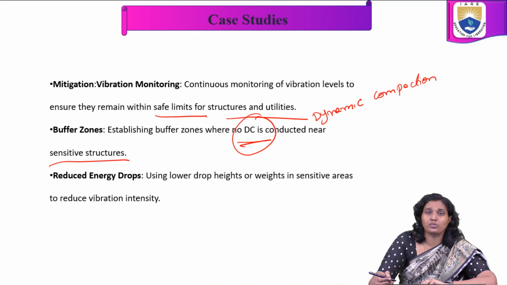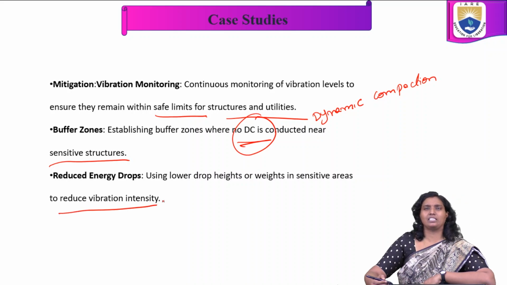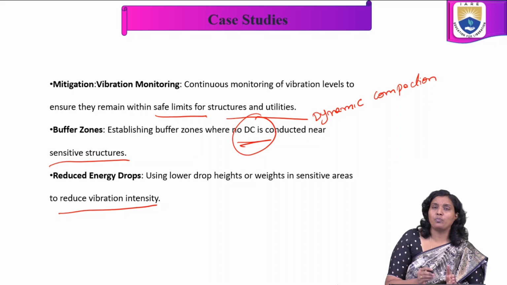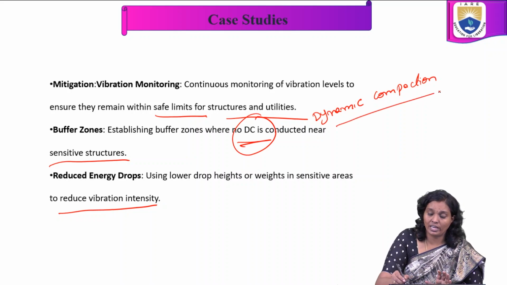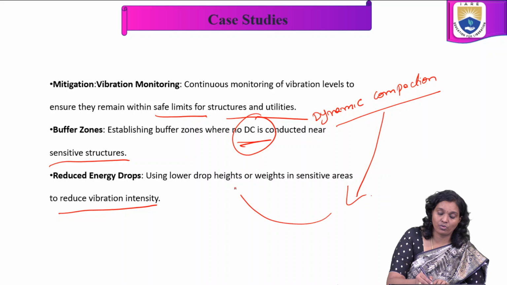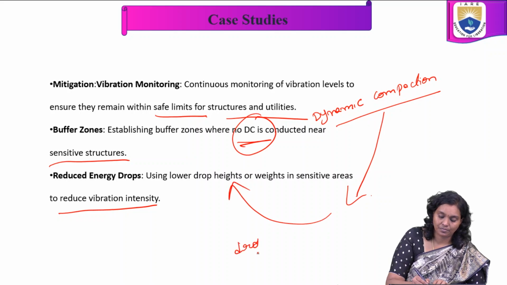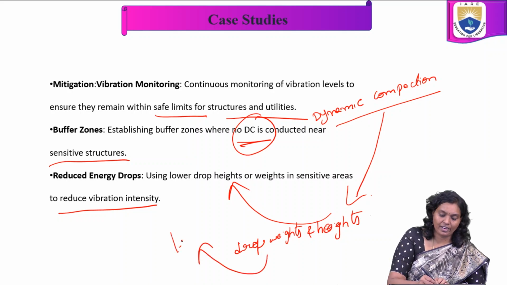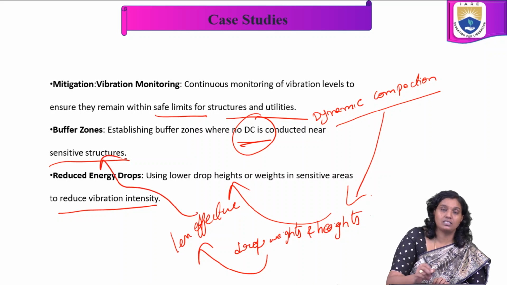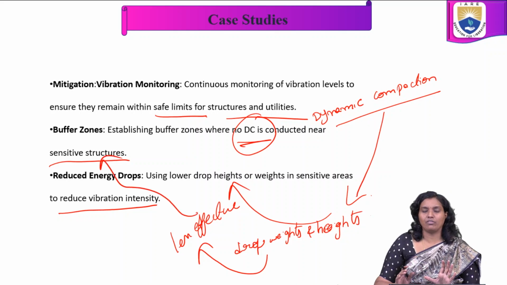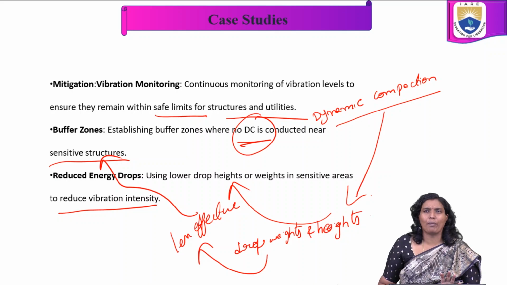Reduced energy drops: using lower drop heights or weights in sensitive areas to reduce the vibration intensity. And if buffer zones are not possible in some cases, this is the only technique we have to choose, which means we have to reduce the drop heights and weights. That may be less effective in these sensitive structures. So like that we have to understand dynamic compaction.